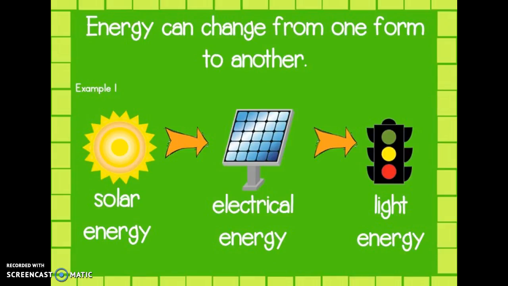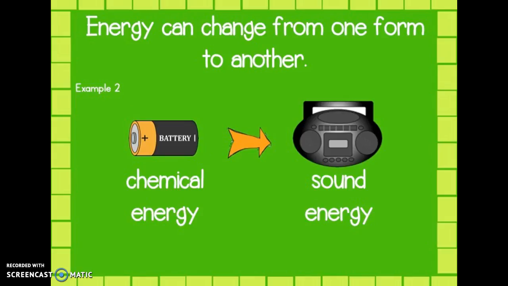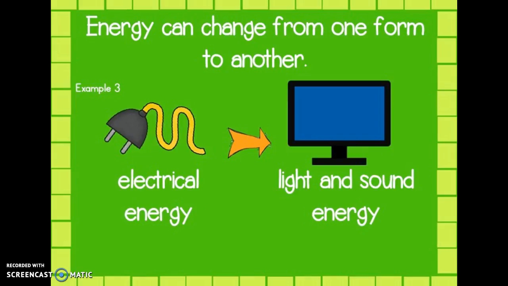So we said that energy can change form from one to another. So one example is solar energy is used by the solar panel. The solar panel produces electrical energy. The traffic light uses that electric energy and produces light energy. All these things are energy causing change. So chemical electrical is used by the radio, and the radio produces sound. That's the change, energy changing from one form to another. It was chemical energy, and it was changed into sound energy.